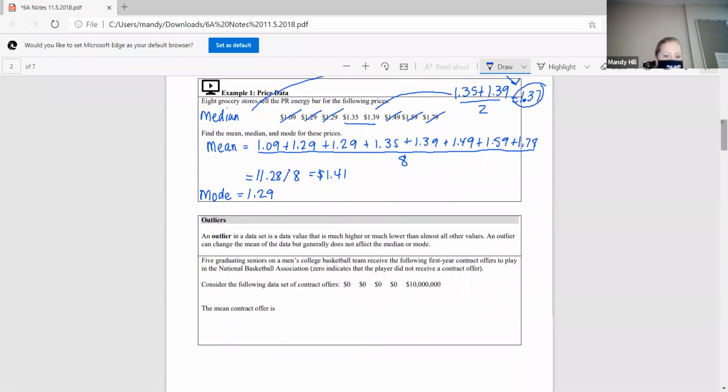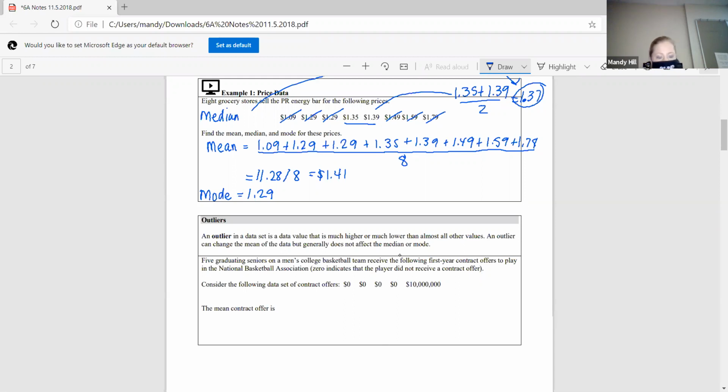An outlier in a data set is a data value that is much higher or much lower than almost all other values. An outlier can change the mean of the data, but generally does not affect the median or the mode. So we've got 5 graduating seniors on a men's college basketball team. They received the following first-year contract offers to play in the NBA, the National Basketball Association. 0 indicates that the player did not receive a contract offer.